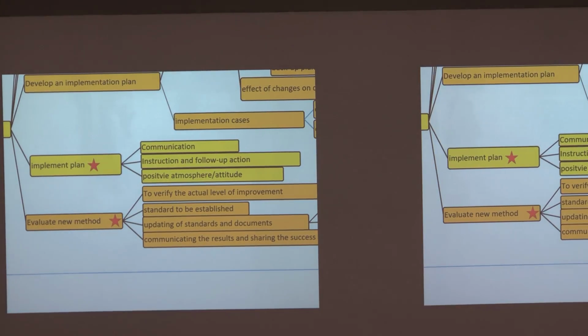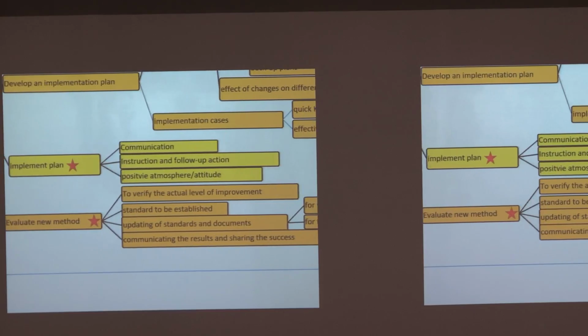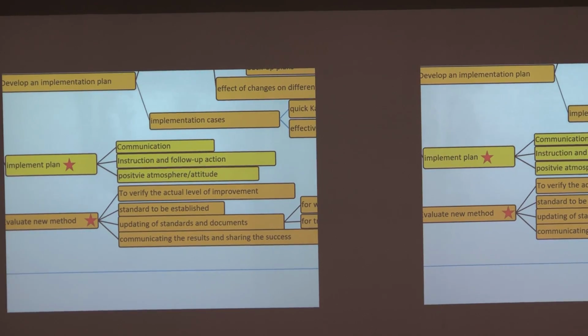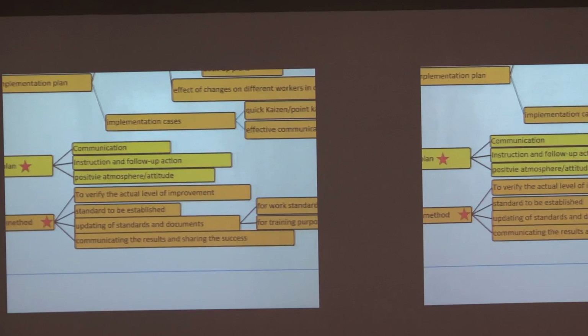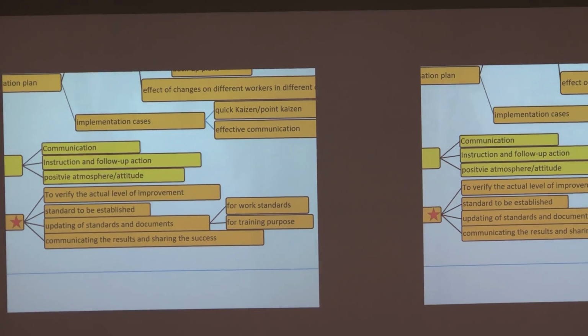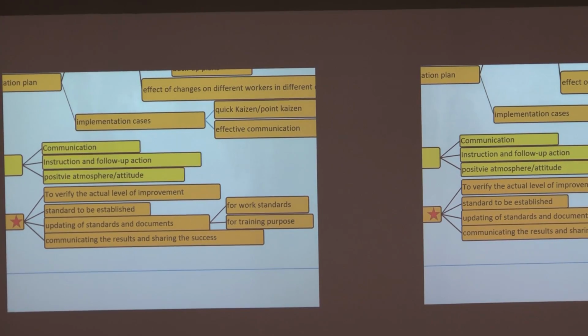Just now, when I reviewed the content, I also emphasized communication, instruction and follow-up action, and positive attitude. Don't just remember the names. Please understand how to do them. For communication, read the example I gave in the lecture: what is considered communication, what is considered instruction and follow-up action, what is considered positive attitude. The last one is evaluating the new method. What is the purpose of the evaluation? That is the one you need to clarify.